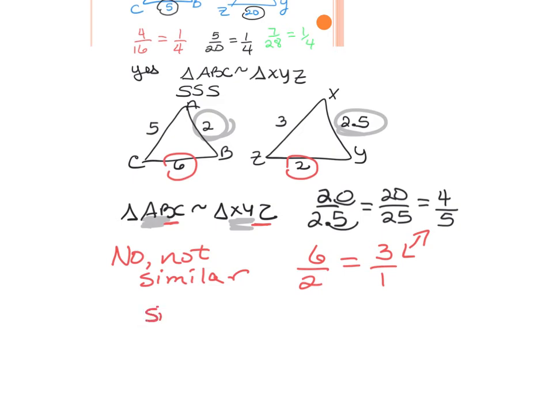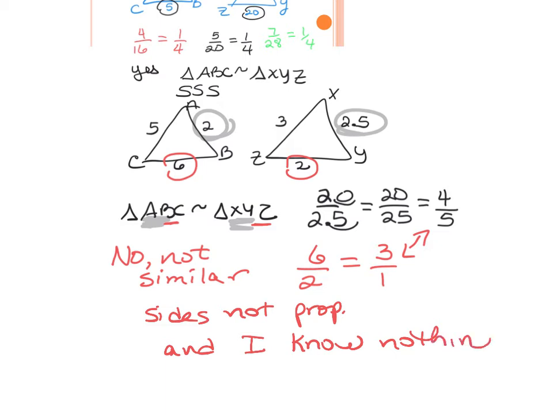So sides not proportional, and I know nothing about the angles. So I couldn't even use angle. So no angle information is given, only side lengths. So the only thing that potentially would work would be side, side, side. But as soon as I found two sides that did not simplify to the same ratio, I would stop and say they're not similar.